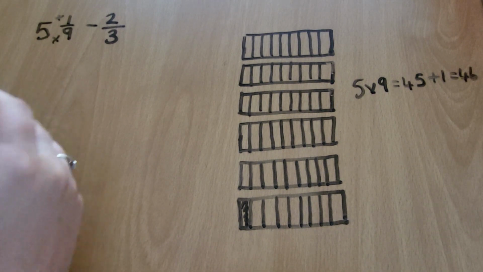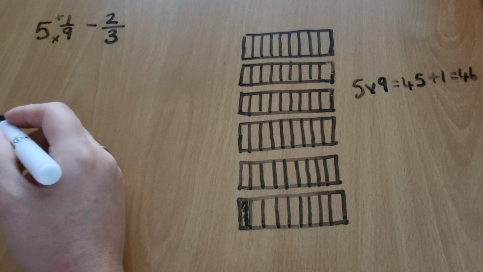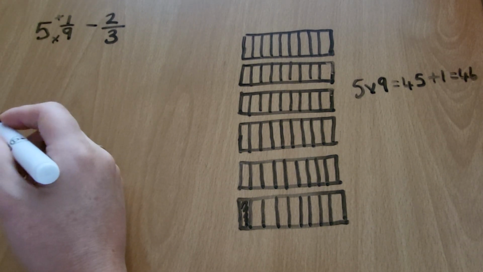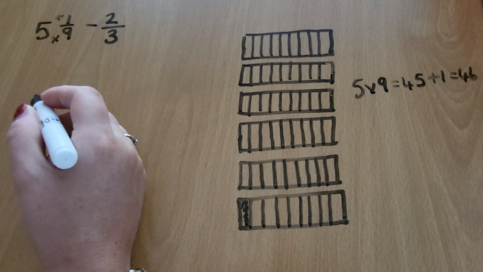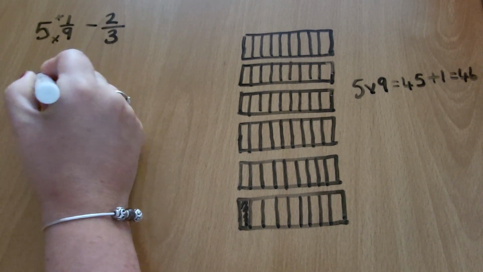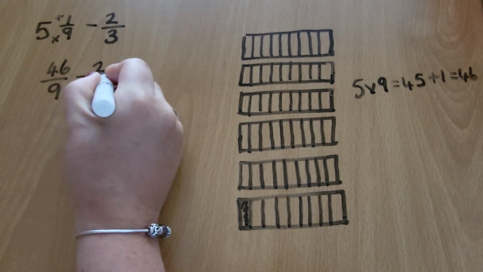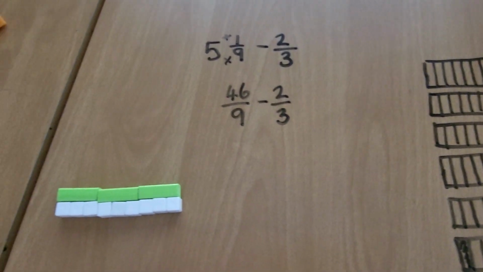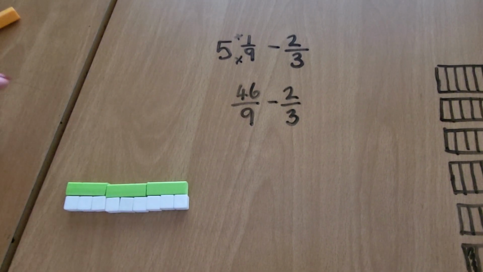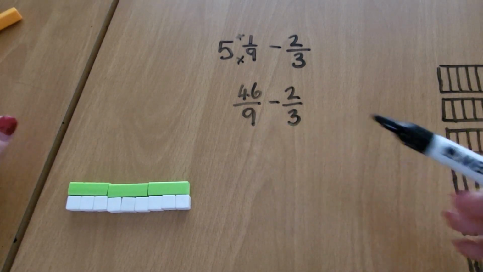So 5 and 1/9 as an improper fraction, which just means it's more than one whole. And 46 pieces, if they're in groups of 9, you can see already the numerator is bigger than the denominator, therefore we've got more than a whole. So this is 46 ninths. And we're trying to take away 2/3, all right? So let's come back over here. The second part of this is understanding why you can't just subtract 3 from 9.